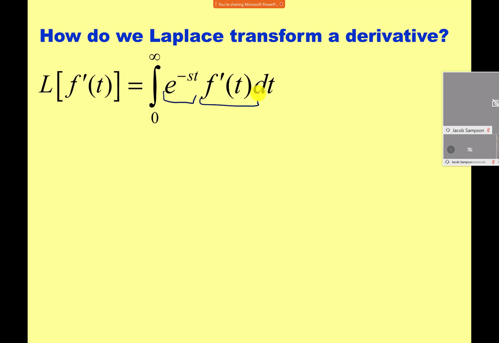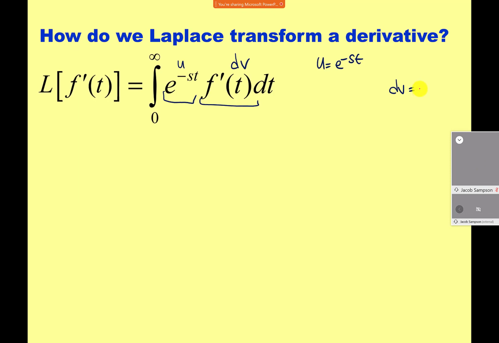So remember, integration by parts is going to come in handy here because we're trying to integrate a product. I'm going to call this one u and this one dv. So we have u, that's going to be e to the minus st, and we have dv, that's going to be f prime of t dt.